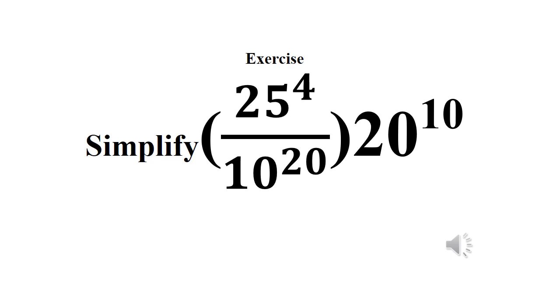Now for our next class, our exercise is going to be simplify open bracket 25 raised to power 4 over 10 raised to power 20, close the bracket, everything multiplied by 20 raised to power 10.